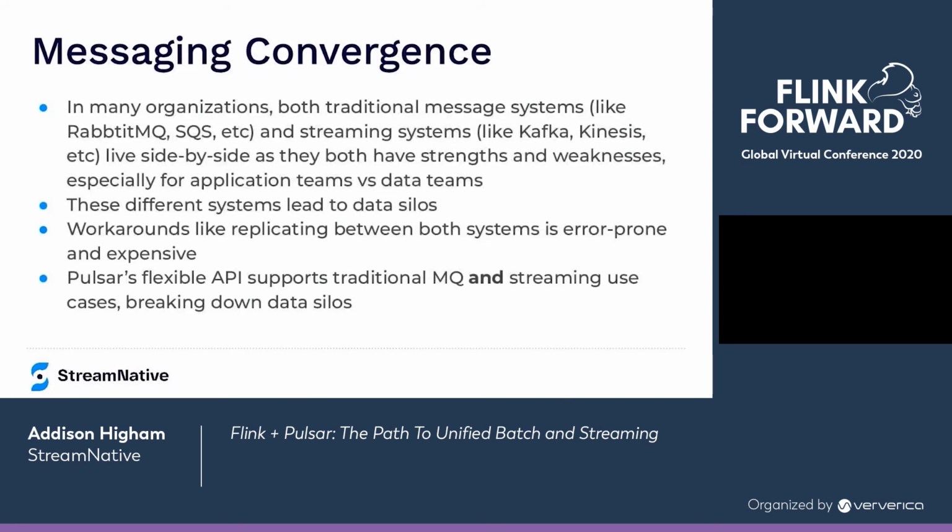And so once again, to recap, there's this idea that we see in Pulsar of being able to converge on a single messaging solution. The reason that's powerful is that if you have multiple different messaging systems being used for different things, it often leads to data silos, where different data is locked up in different systems and is not easily accessible to your processing engines like Flink. Many organizations may find themselves in this situation, and they'll use workarounds like replicating data between systems, and that becomes error prone and expensive.